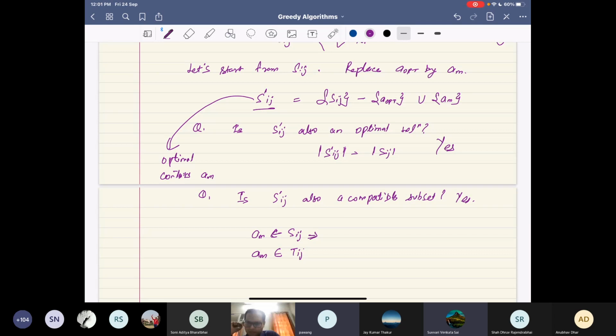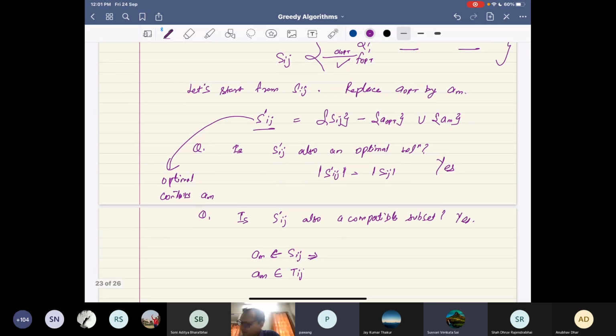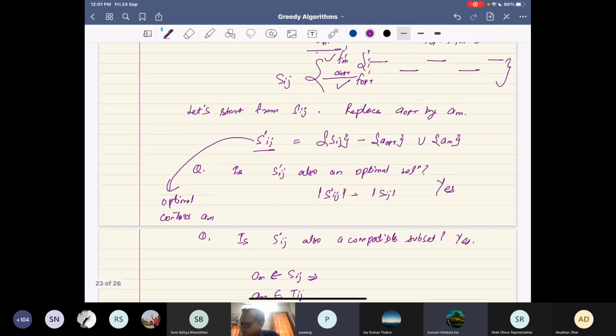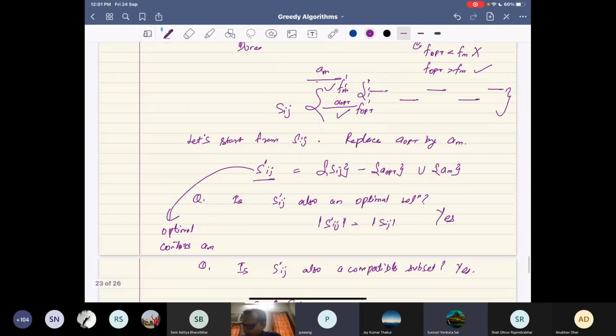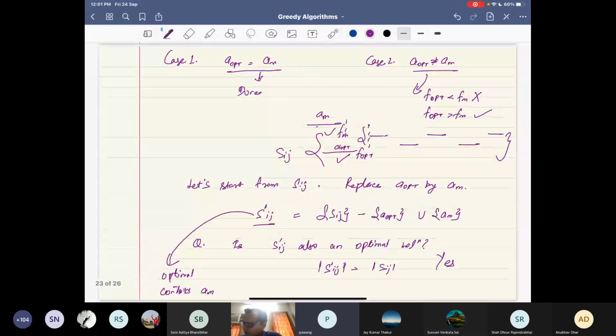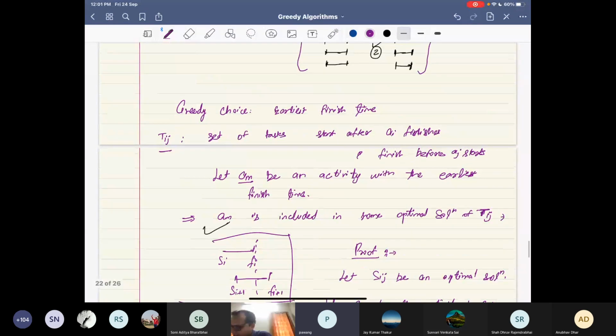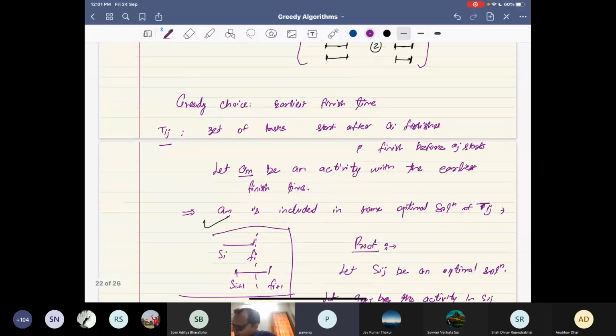No, sir. While comparing Sij and S prime ij, we took Sij with the starting element as A opt, right? Yes. Before that itself, we chose Am to be part of Tij. No, Am was an activity in Tij that has the earliest finish time. That was how I defined Am. It was not part of Sij. You see the definition? Am is an activity with the earliest finish time, and that was for Tij. We didn't have Sij here. Let me explicitly write it in Tij.